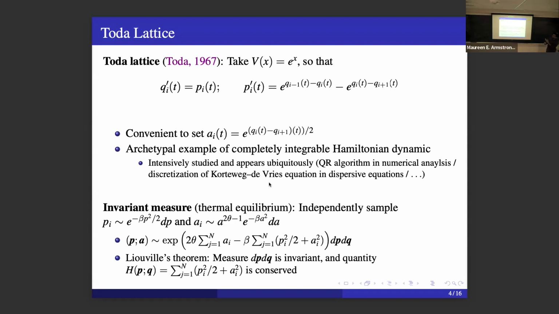You can think of this as a system of cars moving on a highway, and the acceleration of the ith car depends on the distance between it and the car in front of it, and then the car behind it. So that's not entirely unnatural.